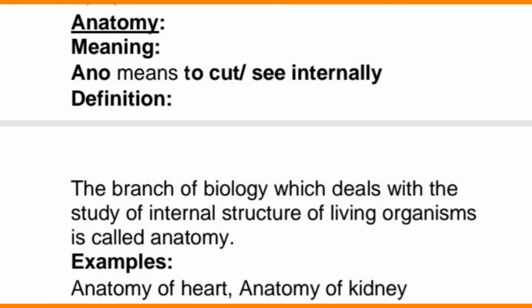The next branch is anatomy. Ano means to cut or see internally. When we study things internally, from the inside, this is known as anatomy. The definition of anatomy is the branch of biology which deals with the study of internal structure of living organisms. As we discussed, morphology is the external study of the living organism.